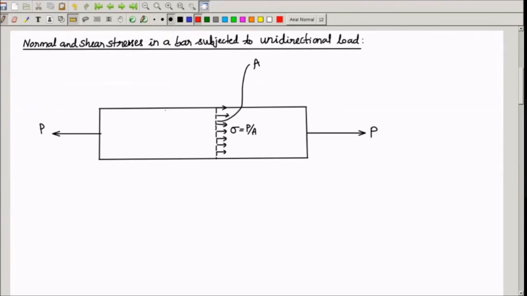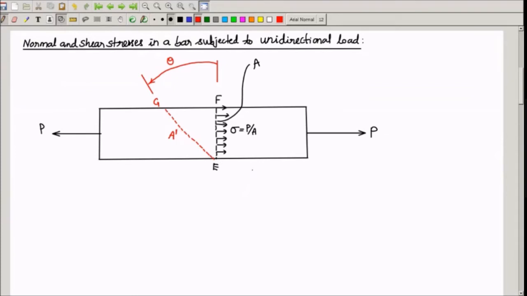Now, we will take a plane which is inclined to this plane. I will draw a plane here. I'll call this E, this F, and this point G. Let us say this plane is inclined to the vertical at an angle of theta. Theta is the inclination of GE with respect to FE. FE is vertical, normal to P. And GE is inclined at theta degrees to EF. I'll call the area at GE as A dash.